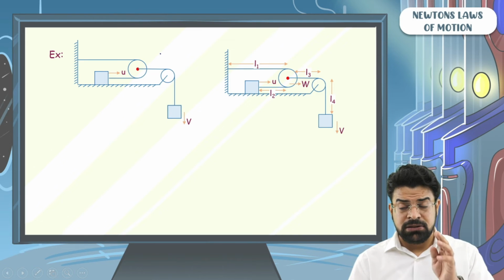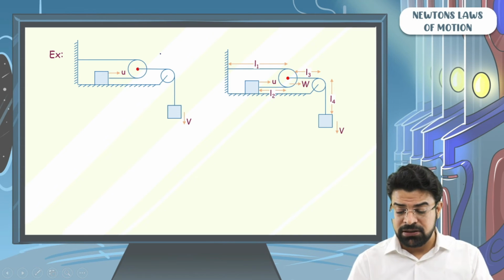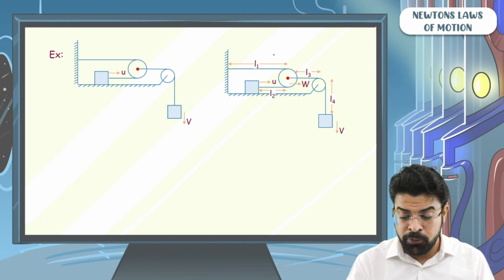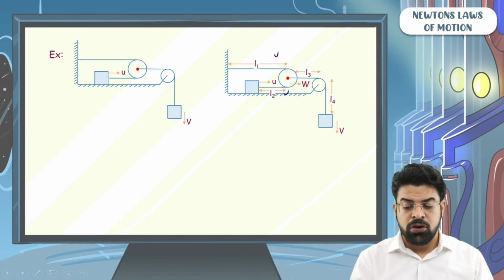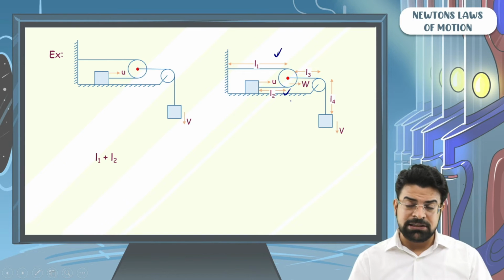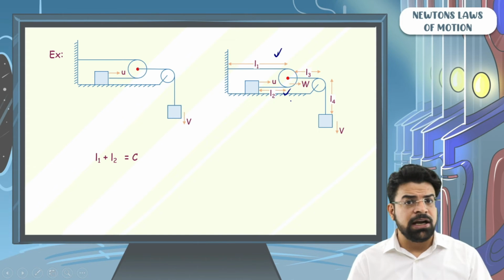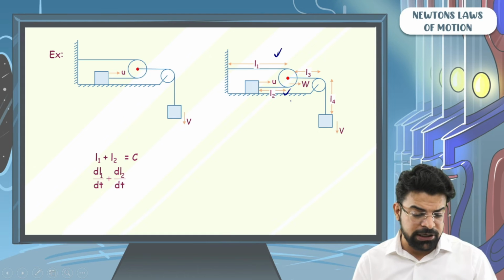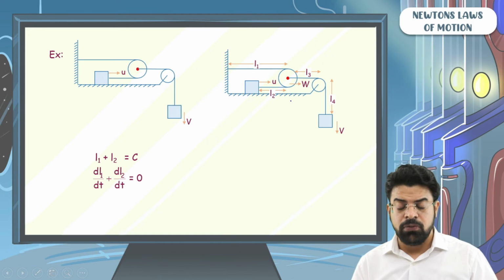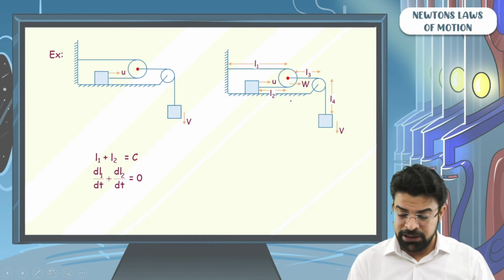Now let's start to apply the string constraint one by one on both strings. So first, on this string where I have assumed the lengths L1 and L2, we can say that L1 plus L2 has to be constant, and dl1 by dt plus dl2 by dt has to be 0. Now, how to write dl1 by dt?